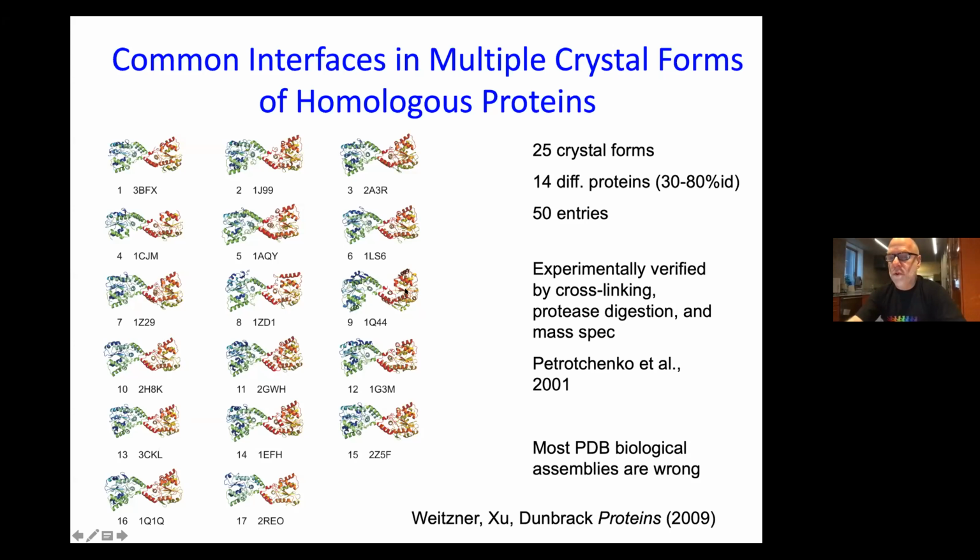Now, most crystallographers would think this dimer is too small. It's only 350 square angstroms. But it turns out, and subsequent experiments have shown, that it is the biological dimer. And so the idea of seeing the same interface in many different crystals of the same or family of proteins may indicate that's the biologically relevant assembly or the biologically relevant interface.